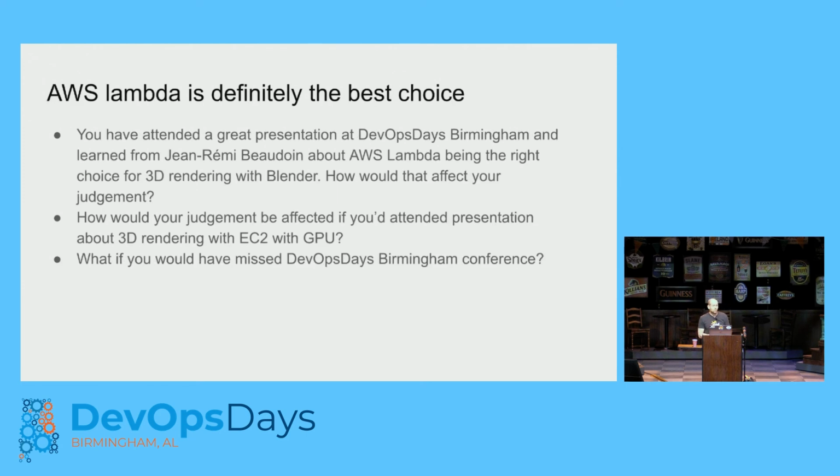So how would you do that? Option number one, you have attended a great presentation at DevOps Birmingham. And there was a great talk yesterday by JR about how Lambda actually is the right choice for 3D rendering with Blender. Obviously, 3D rendering with Blender is the same thing as 3D rendering with Maya. So how would you think that affects your judgment? And how would you think the judgment would be affected if you attended a presentation about 3D rendering with EC2 with GPU instead of Lambda? And what if by chance you would have missed the DevOps Birmingham conference?